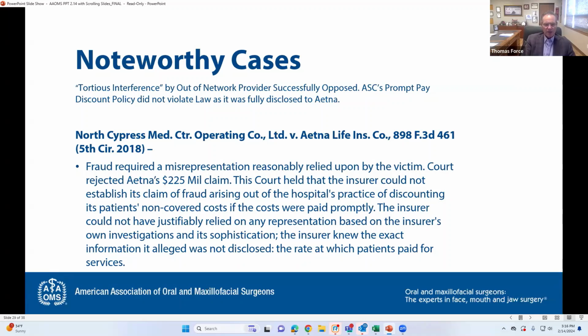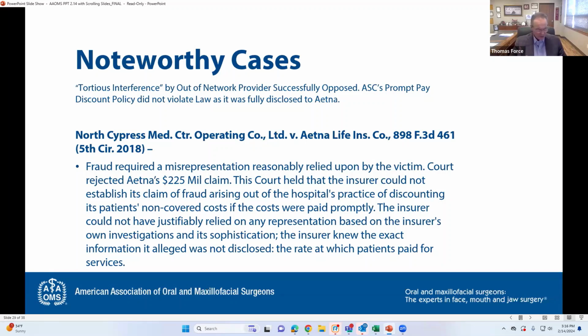So, the court held that the insurer could not establish its claim for fraud arising out of the hospital's practice of discounting its patients' non-covered costs if the costs were paid promptly. The insurer could not have justifiably relied on any representation because the insurer's own investigation and its sophistication with its audit department, the insurer knew the exact information it alleged that the hospital did not disclose. They knew that the rates were being discounted. It was being disclosed. So some of the things that I think are interesting.